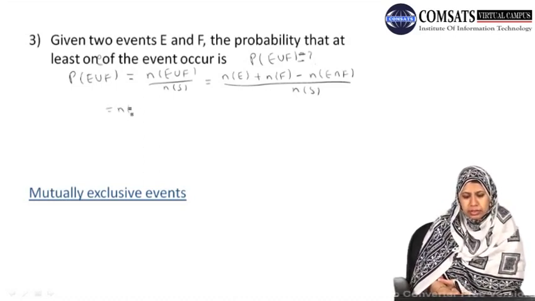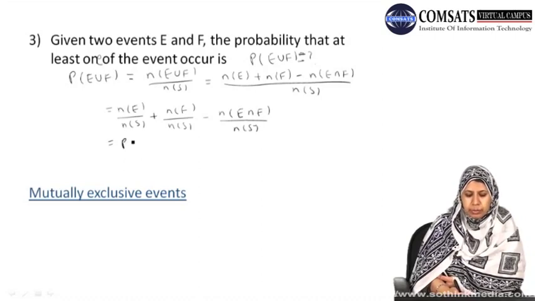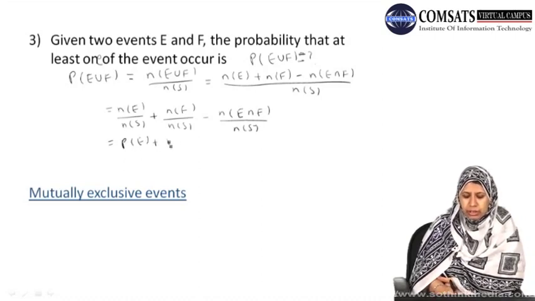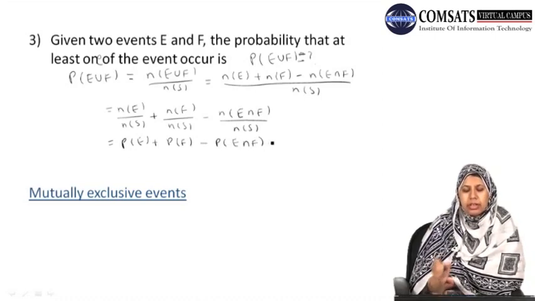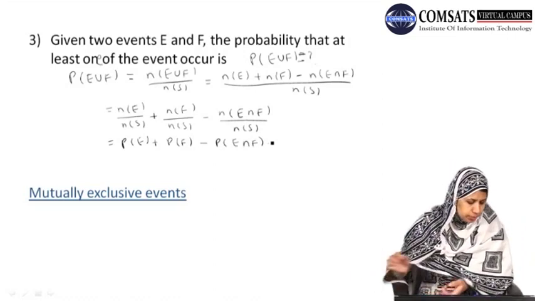And this is nothing but n of E over n of S plus the size of F over the size of the sample space minus the size of the intersection divided by the size of the sample space. And this is the probability of the event E plus the probability of the event F minus the probability that both the events occur at the same time, that is the probability of the intersection of events.